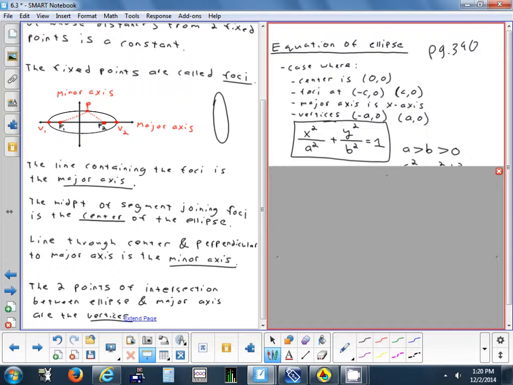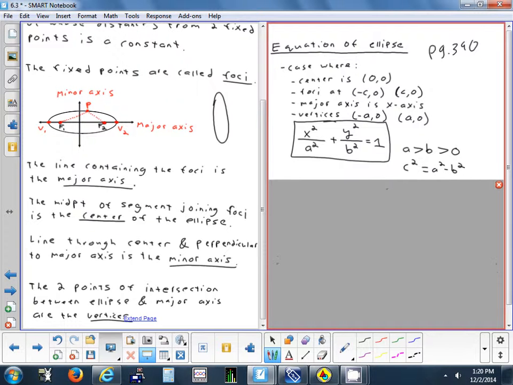So this is the case where your center is at the origin. Your foci are negative c, 0 and positive c, 0. Major axis is horizontal. It's the x-axis. And the vertices are negative a, 0 and positive a, 0. Okay, and here's your equation. x squared over a squared plus y squared over b squared equals 1. This is the equation of an ellipse. It always equals 1. It has to.